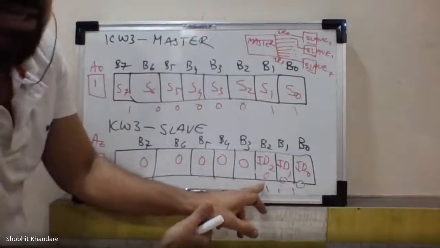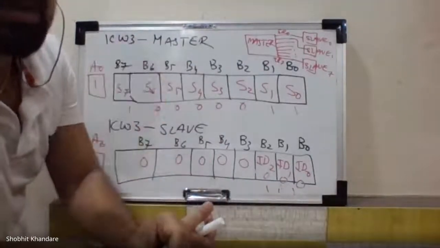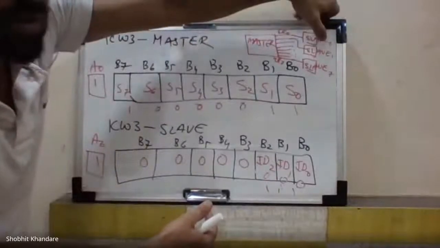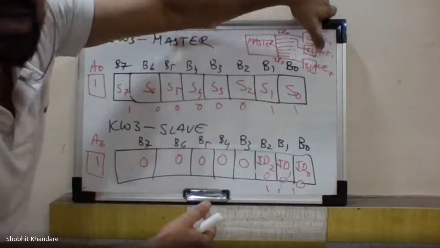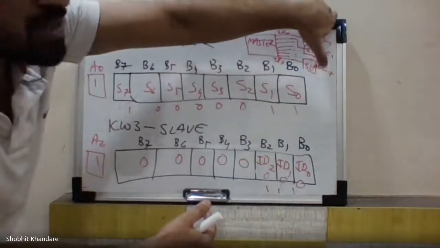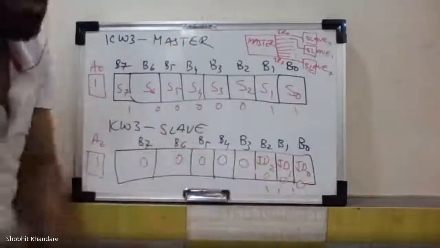So your slave ID number will vary from 0 to 7. Slave 0, ID number 0, ID number 1, ID number 2, ID number 3, dot dot dot, ID number 7. So you get the slave ID number from here.